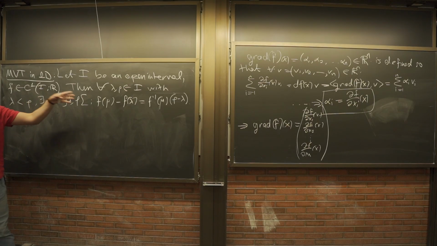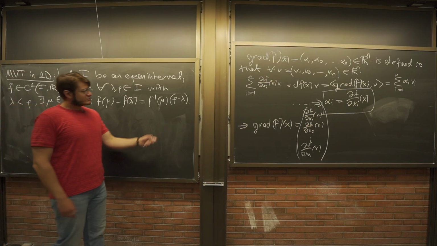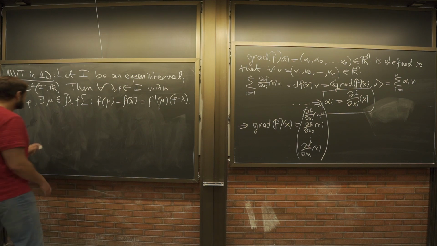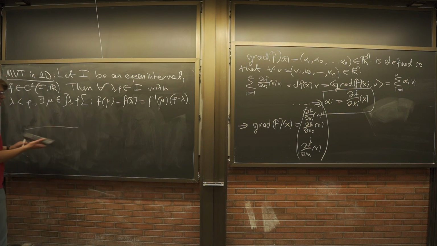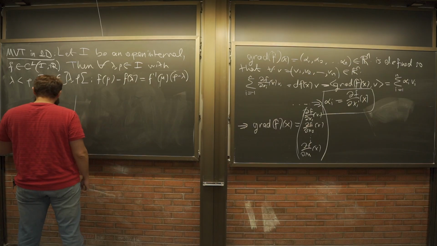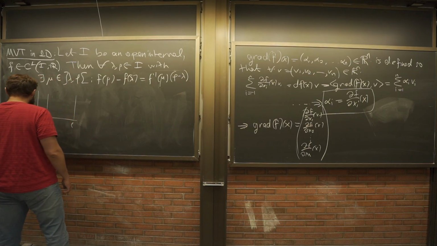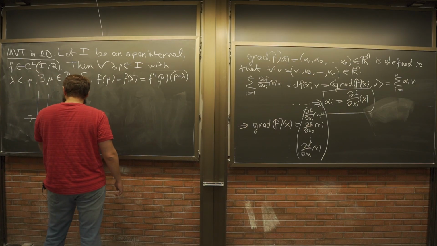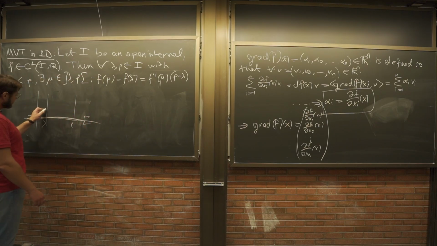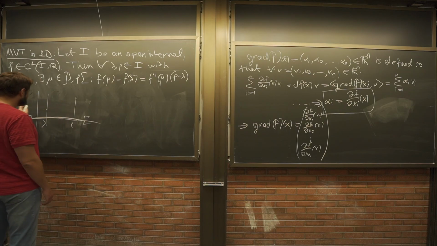It just says it's some point in between. It doesn't tell you it's a unique one. It doesn't tell you any estimates. Okay, so this is a soft statement. And so really, you have no control over this mu, other than the fact that it's between lambda and rho. So let me draw the picture as well. This was my interval, let's say, and then let's say this is lambda to rho. This was my original interval. And then I looked at f of lambda and f of rho.